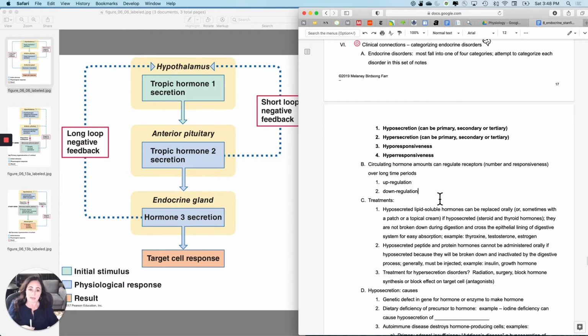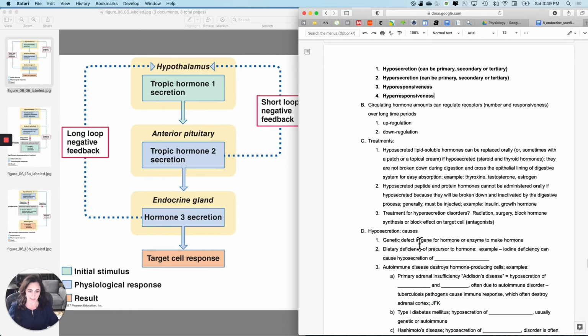Then what would happen is you would probably upregulate your receptors for that hormone, and then you would actually end up getting a hyperresponsiveness disorder. So it behooves you to figure out what's going on with endocrine disorders as soon as you can, because you could have started out with a hormone disorder and then ended up with a hormone plus receptor disorder. And this is actually part of what's happening with type 2 diabetes, which we'll talk about in just a second.